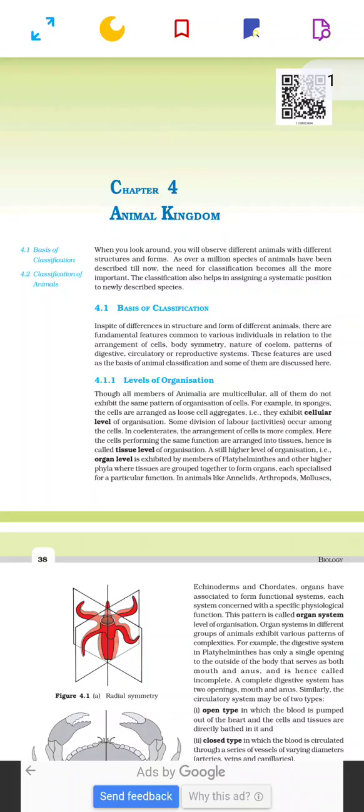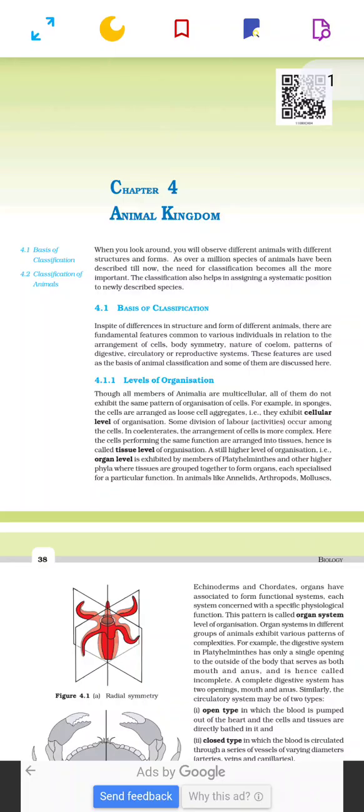Level of organization. Though all members of Animalia are multicellular, all of them do not exhibit the same pattern of organization of cells. For example, in sponges, the cells are arranged as loose cell aggregates, that is, they exhibit a cellular level of organization. Some division of labor or activities occur among the cells.